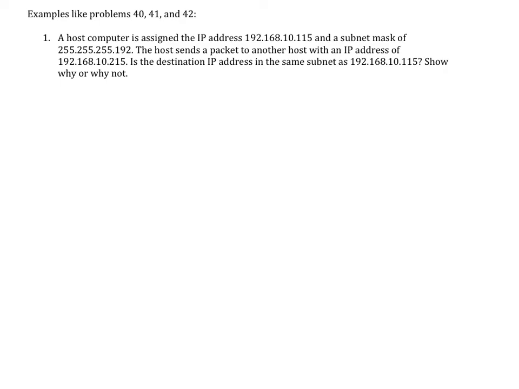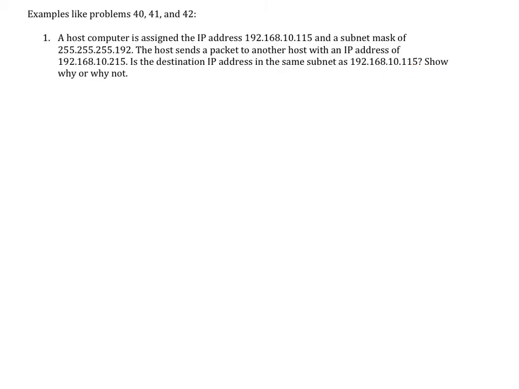Okay, here's an example problem on subnetting. It says a host computer is assigned an IP address 192.168.10.115 with a subnet mask 255.255.255.192, and it wants to send a packet to another computer with IP address 192.168.10.215. The question is: is this destination IP address on the same subnet as our original host?